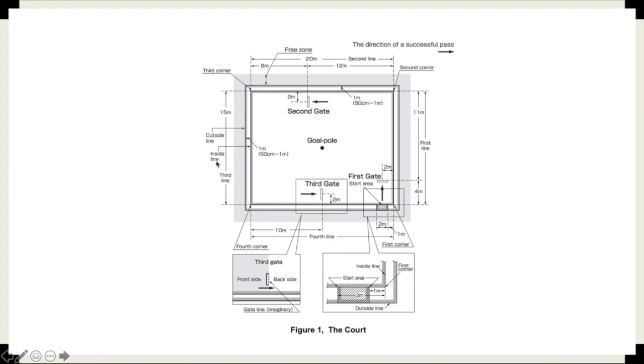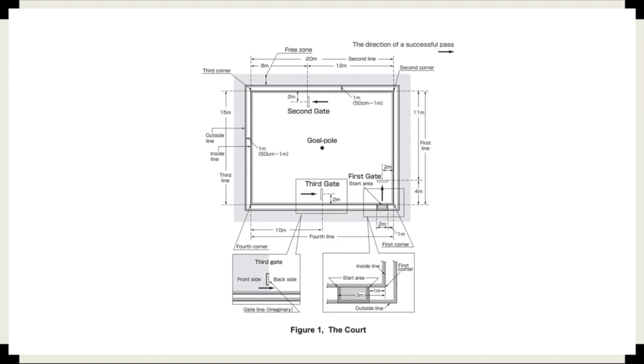Now, the inner field is all of the area inside the inside line. It's a bit of a tongue twister, I know. So that's the rectangle which is created by the inside line, the outermost part of the inside line. So we'll just keep reading now that we know and have defined the inner field and the outer field, and describing the inner field again.